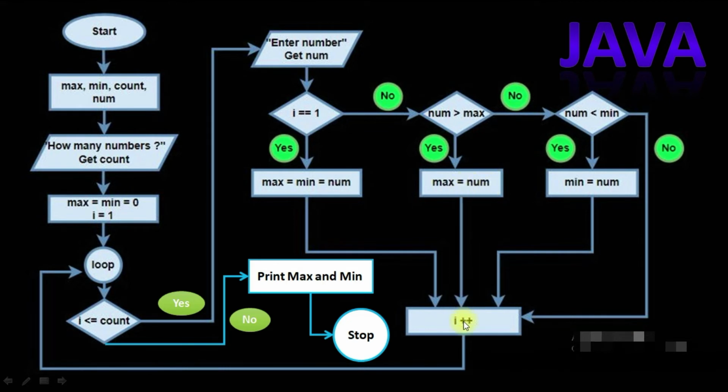Now it will go here, then it will again increment i. So previously it was 2, now it's i++, meaning 3. It will again go here and start the third iteration. Now it checks 3 less than count, which we know is 5. So is 3 less than count? Yes, again yes. So it will go here and enter the next number, and that will be collected here.